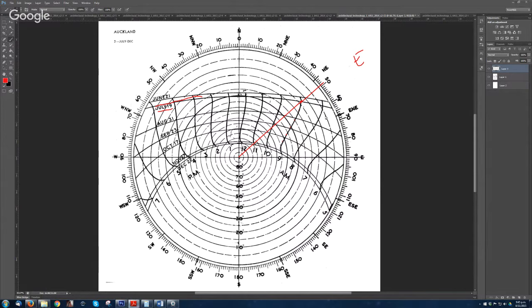And to find the altitude, take that point and then you go down. So it's going to be around here. It's about 14 degrees. Yeah, 14 degrees altitude.